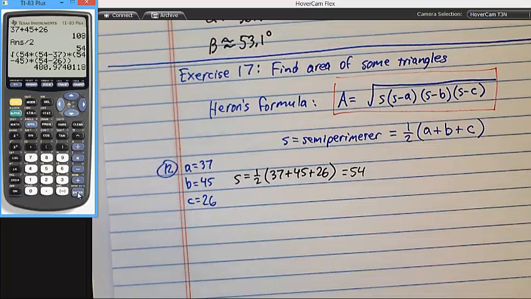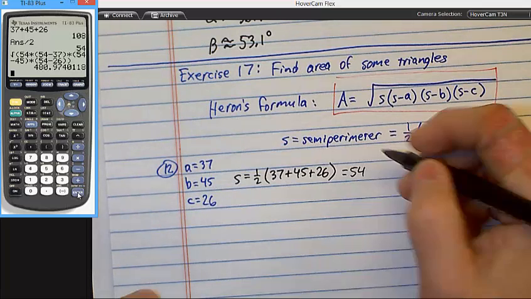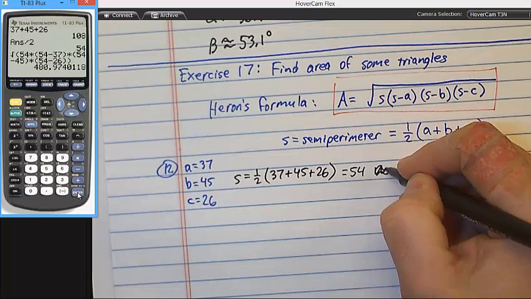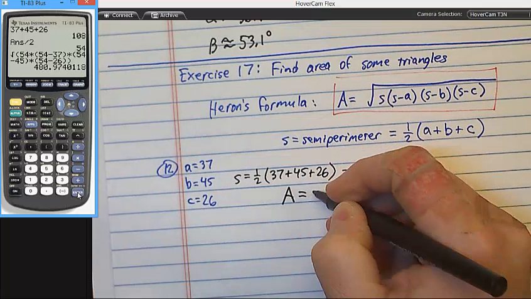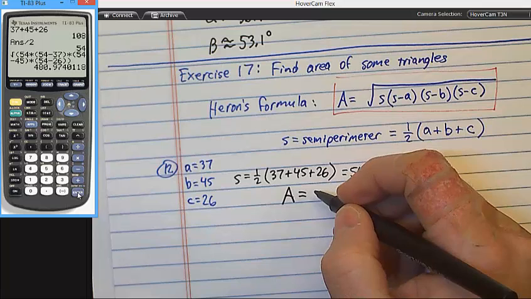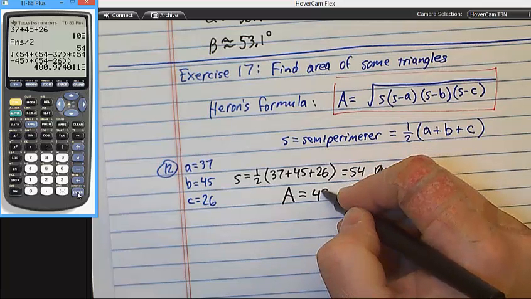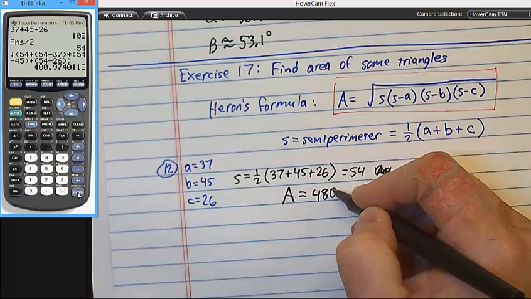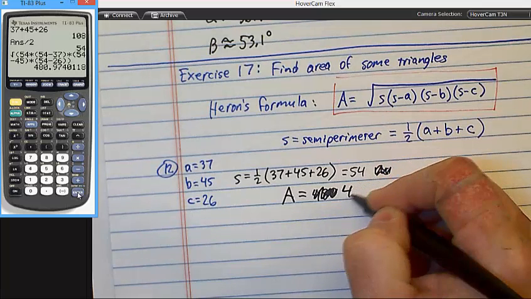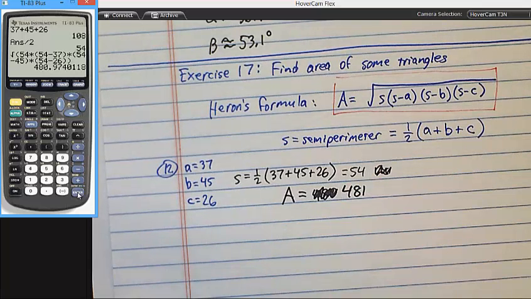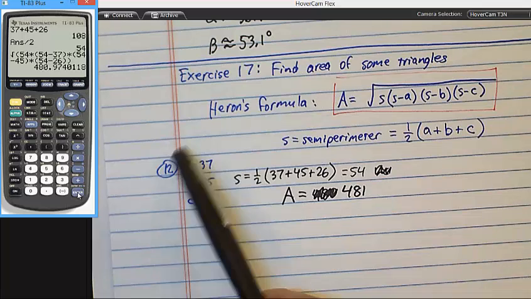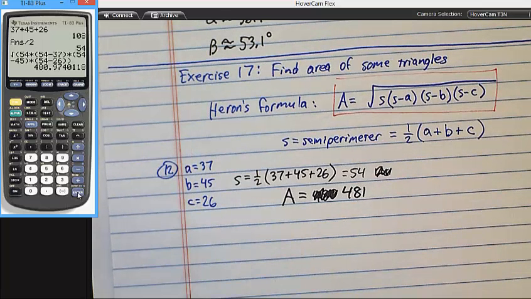And so according to this, the area of the triangle that I found on the last page is around 480, maybe 481, let's say. And they didn't give me dimensions, if there's square feet, if these are feet, or square inches, if those are inches. But we found the area using this formula.